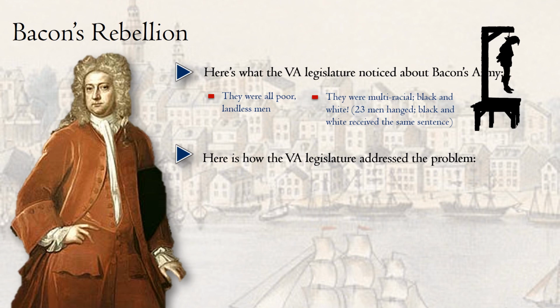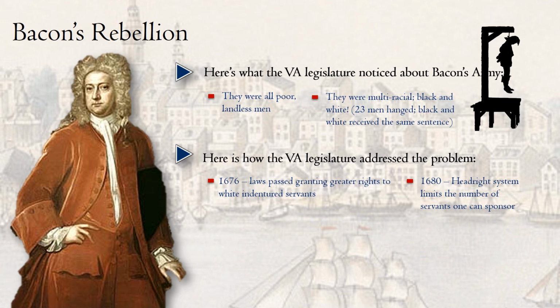So here's how the Virginia legislature is going to address this problem. Right after Bacon's rebellion in 1676, the House of Burgesses is going to pass some laws that are going to increase the rights of white indentured servants. By 1680, the headright system, which was the system by which indentured servants were imported into the New World, is going to be curbed. And so it's going to limit the number of servants that one can sponsor and bring into the country, which is going to limit the overall number of white indentured servants that we have in Virginia.